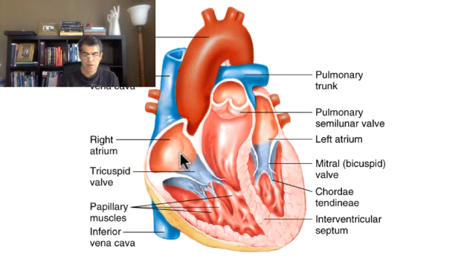Therefore, we have four chambers, and we have four valves. The valve between the right atrium and right ventricle is called tricuspid. The valve between the left atrium and left ventricle is called bicuspid. The valve at the beginning of the pulmonary trunk is called the pulmonary valve, and the valve that you don't see here at the beginning of the aorta is called the aortic valve.